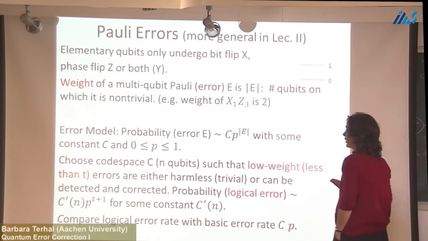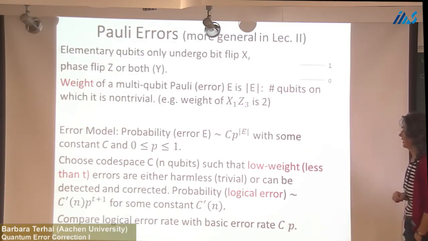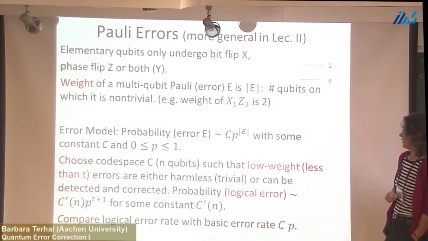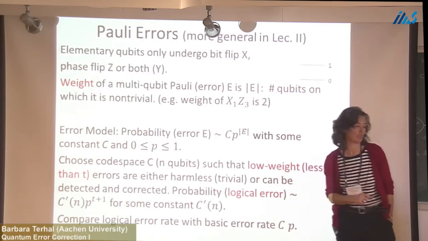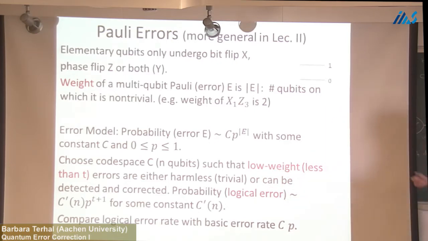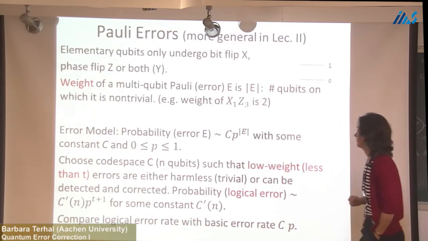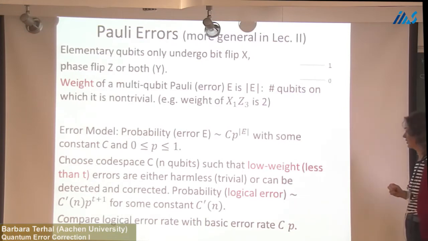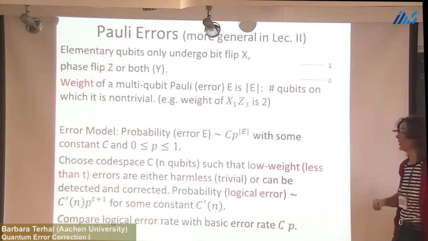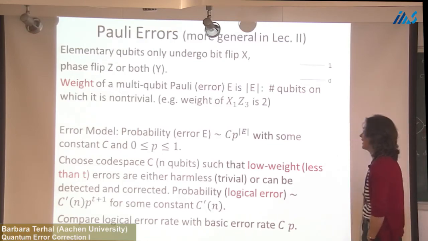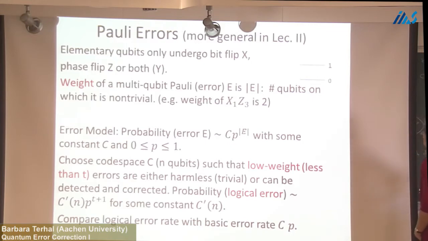Then what we want to do is choose our code space, that subspace of n qubits. We want to choose it such that the low weight errors, which have weight, say, less than some t, should be either harmless, trivial, meaning they should be maybe elements of the stabilizer, or that they can be detected and corrected. That's what we want to choose. And I'll show you in a second how we choose that. Let's assume we can do that, that we can choose our code space such that these low weight errors have that property.